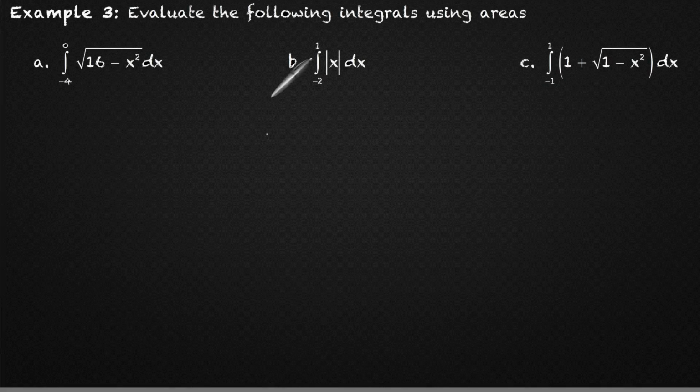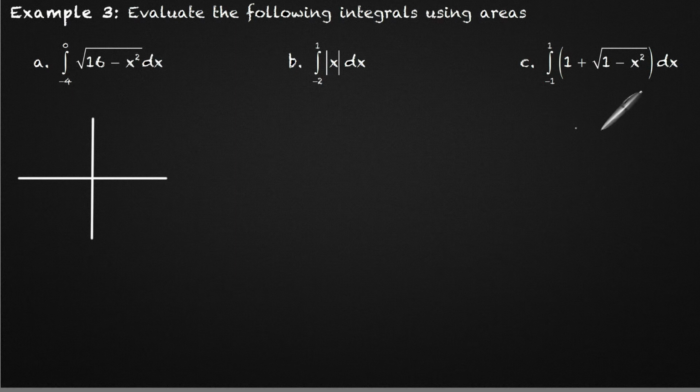All right, here we have 3 functions, and we want to find the integral using areas. So the first one we've seen earlier in the first example here. This is just going to be, once again, a semicircle. And so if it's a semicircle, it has a radius of 4. So we'll just go 1, 2, 3, 4.